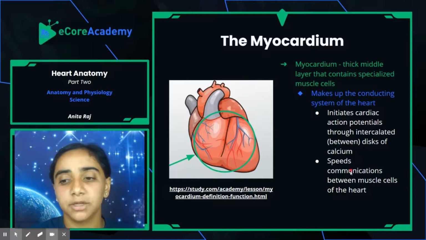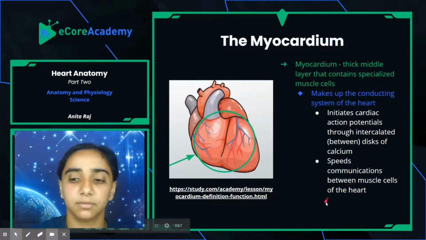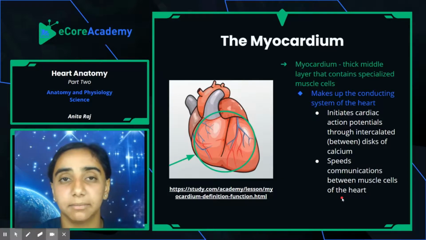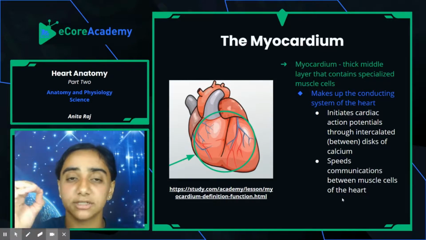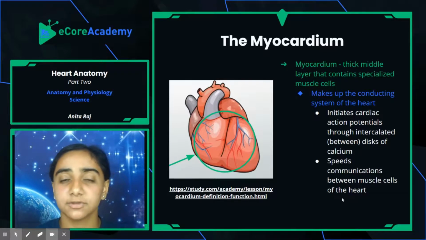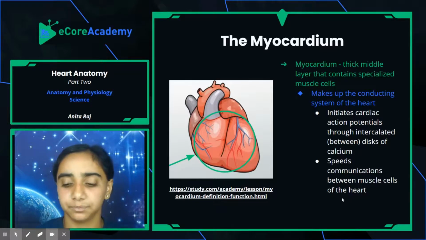These cells also speed communication between muscle cells of the heart. Like we said, the intercalated discs have gap junctions that are located in the myocardium, and the chemical messages get through these gap junctions very quickly so that these cells can contract, and an impulse is spread very quickly, second by second, and your heart is constantly sending these electrical pulses. So your muscle cells need to be in tune with each other.